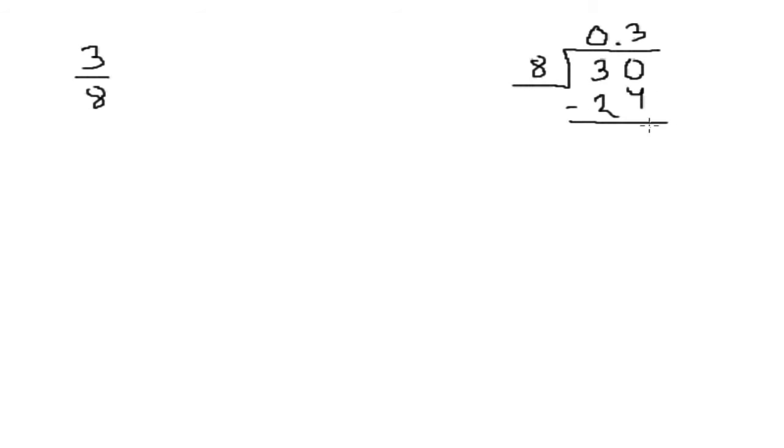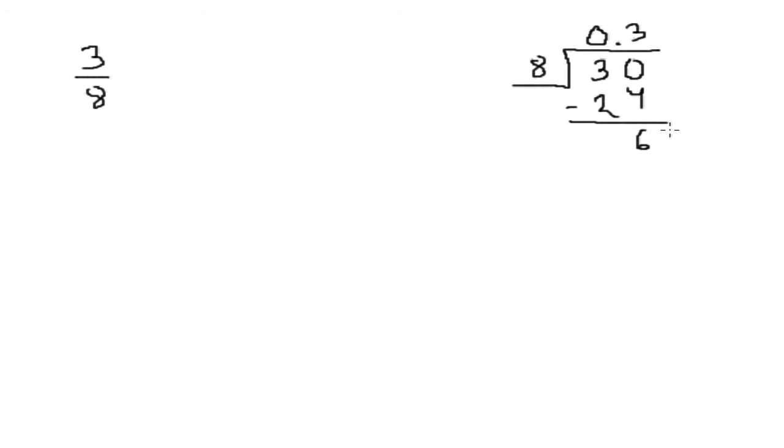Three over 8. Well, I divide 3 by 8. Does 8 go into 3? No, so I put a 0 and a decimal and a 0 here. Does 8 go into 30? Yes, it does. 3 times. 3 times 8 is 24. Minus equals 6.